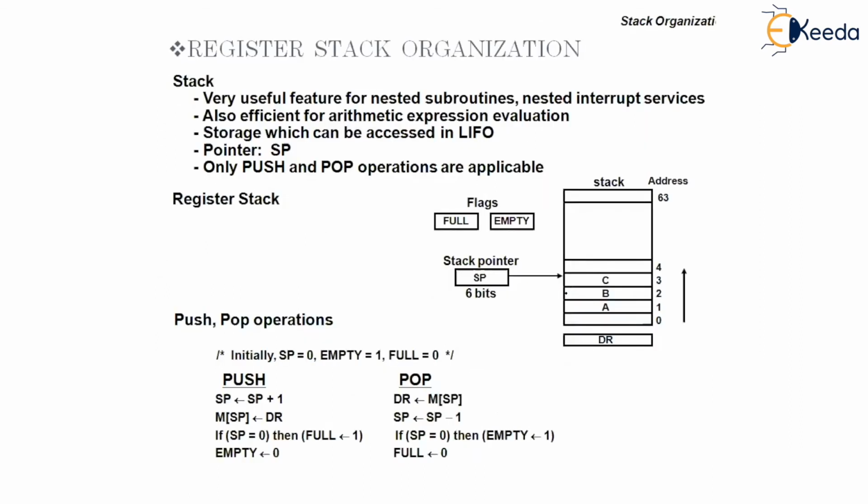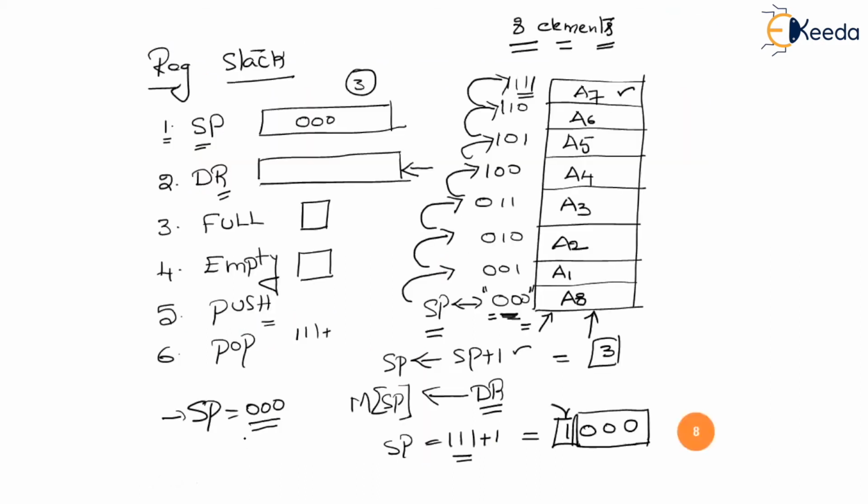Okay, now let us understand about push and pop operations. When the push operation is performed, initially the stack pointer gets incremented, after which the contents of the data register will get transferred to memory of stack pointer, and we are going to check if the stack is already full. If SP is equal to 0, then full will be equal to 1 and empty is equal to 0. What is SP equal to 0? Let us understand. When stack is full, what is the value of the stack pointer? Stack pointer value is equal to 000. Yes or no? Stack cannot be full if the SP is equal to 111. If the SP is equal to 000, then it is considered to be full.